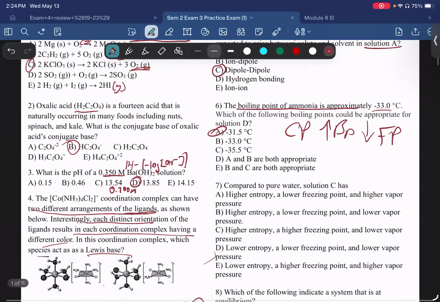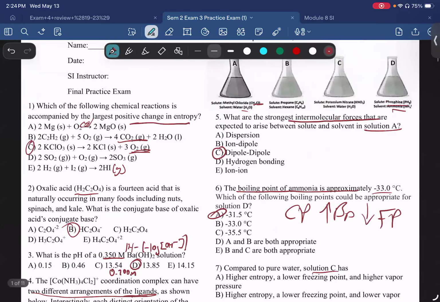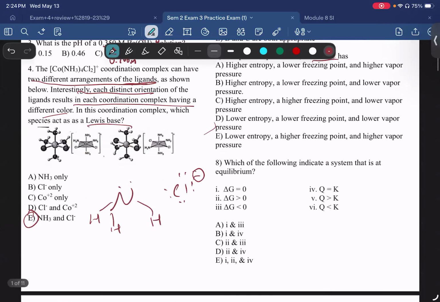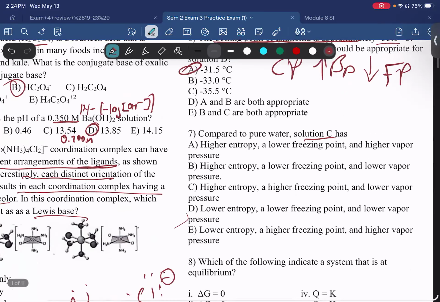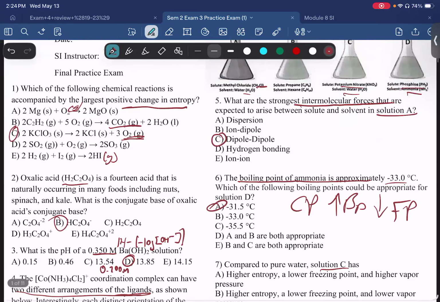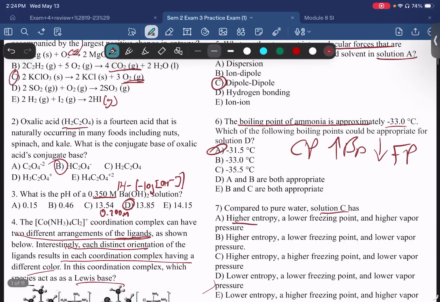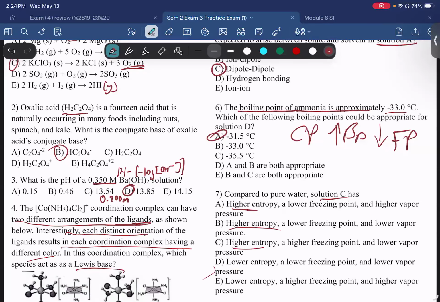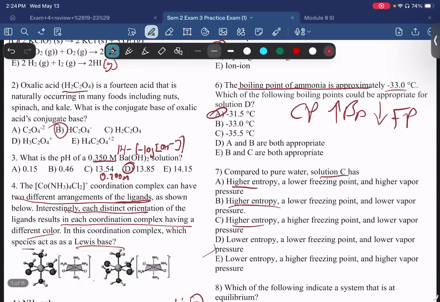7, compared to pure water, solution C has. Solution C is just a solution with a salt, potassium nitrate. This is based off positional entropy, or the fact that solutions have higher entropy than pure substances. So A, B, and C are right. And then it would have a lower freezing point and a lower vapor pressure, because as intermolecular forces increase, you have a decrease in vapor pressure. So the answer choice there would be B.